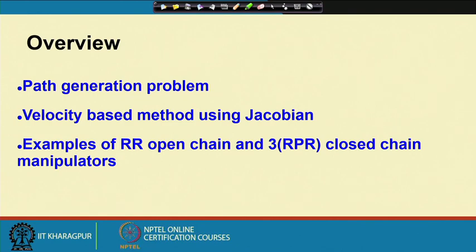So, to give you an overview of what we are going to discuss in this lecture, we are going to look at the path generation problem using the velocity based method. We will look at examples of the RR open chain planar manipulator and 3 RPR closed chain planar manipulator.